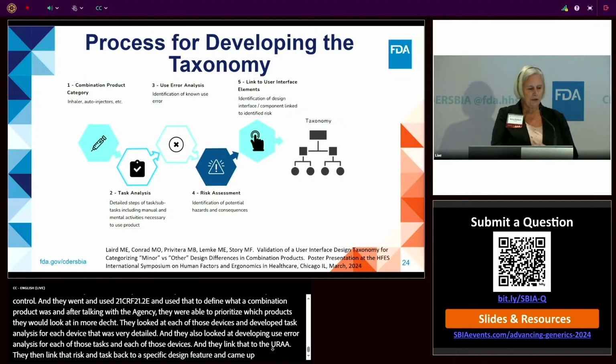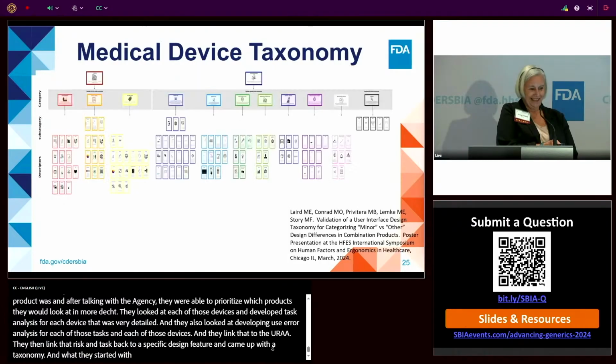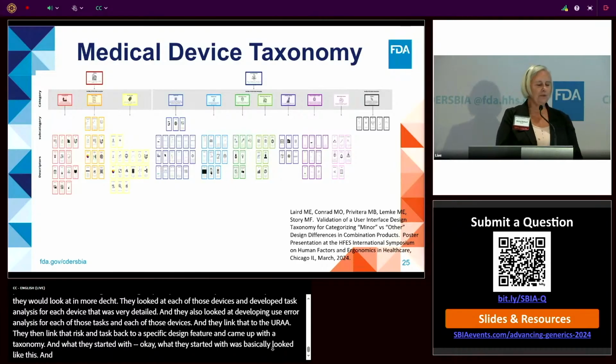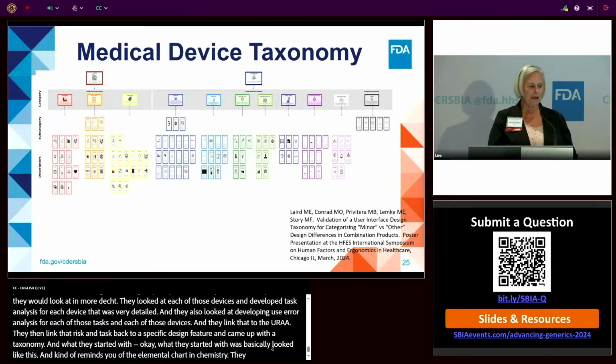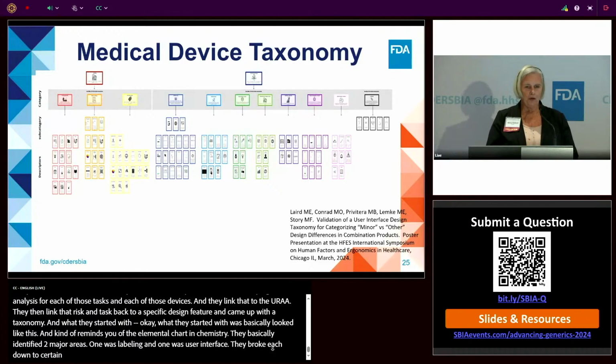And what they started with was basically like this. And it kind of reminds you of the elemental chart in chemistry. They basically identified two major areas. One was labeling and one was user interface. They then went down and broke each of those down into certain specific categories, and then subcategories and descriptors. So the further down you get on the table, the more specific you're looking at.